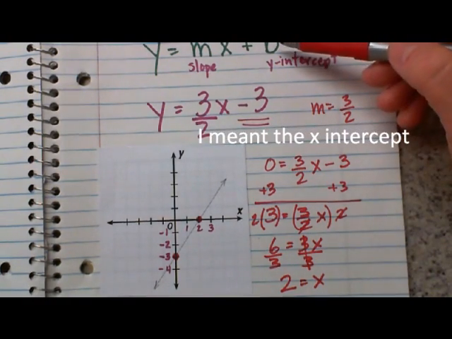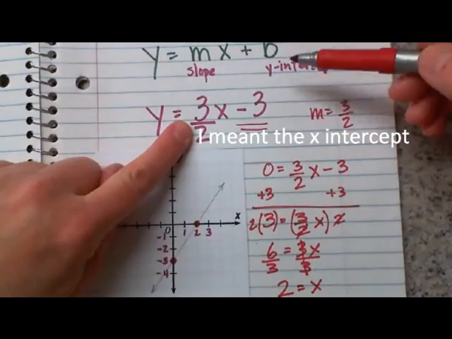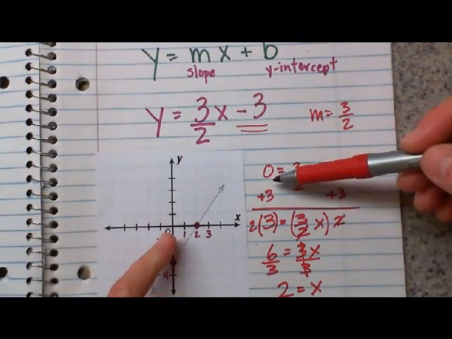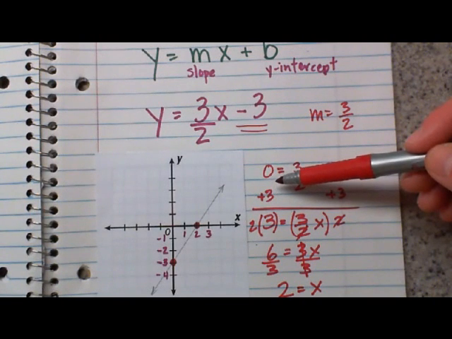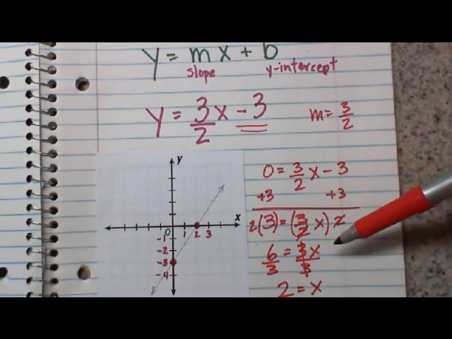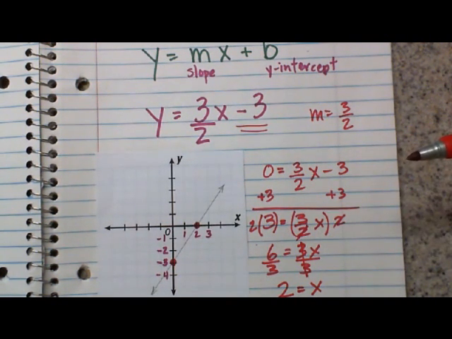So from this equation, we were able to find the slope, the y-intercept, and then we substituted 0 in for y. We substituted 0 in for y, right? And then we solved for x, and we were able to find the x-intercept as well. Cool beans?